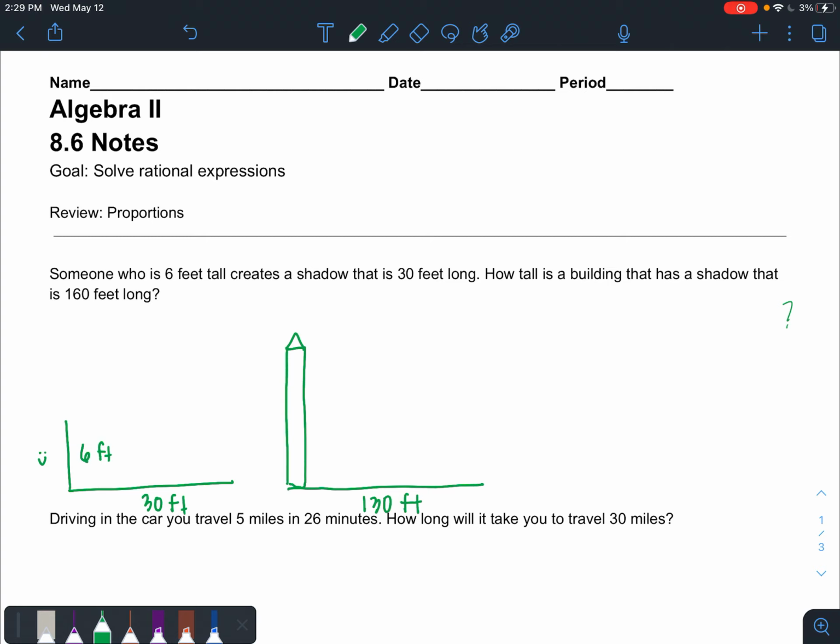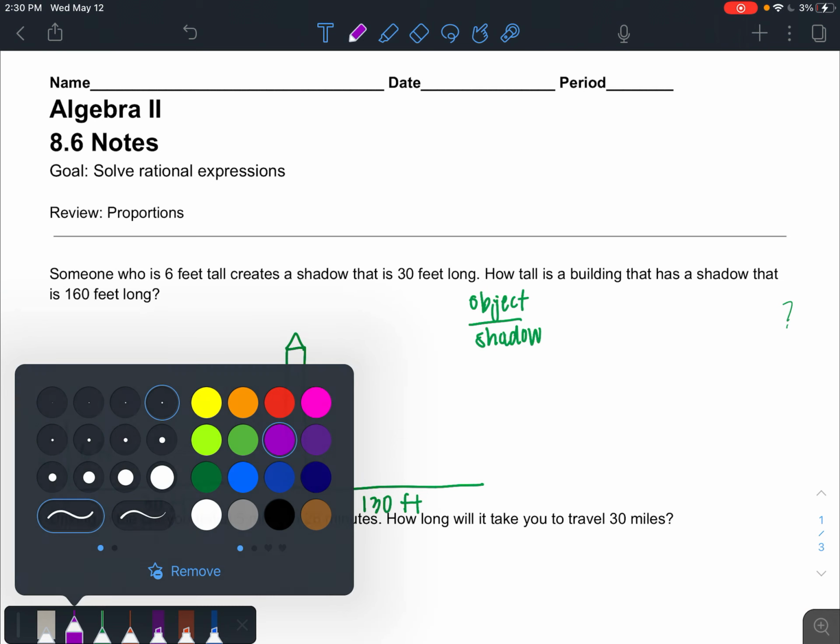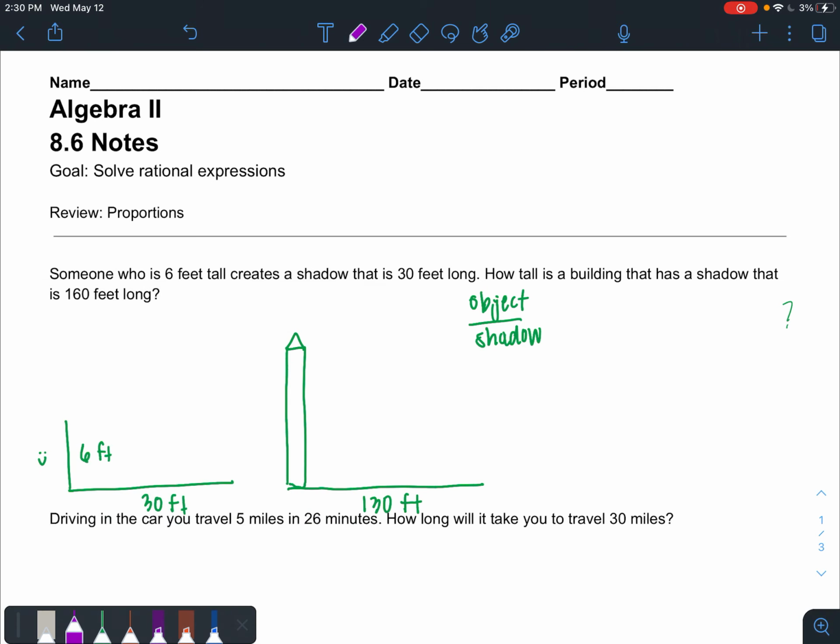So I can create a proportion: the object over the shadow, so that I can solve it. Let's write it over here. I'm going to have my object over my shadow and then my object over my shadow. To solve, I can set those two things equal to each other and cross multiply.